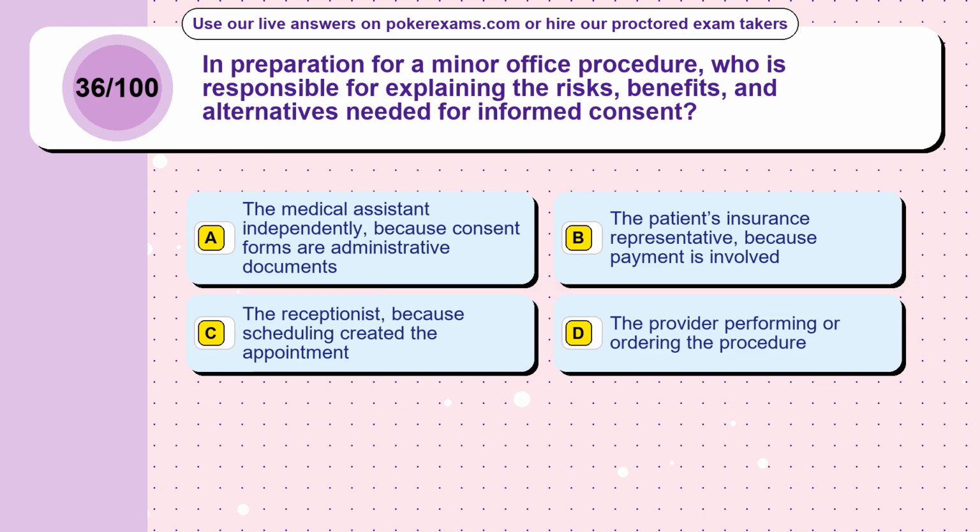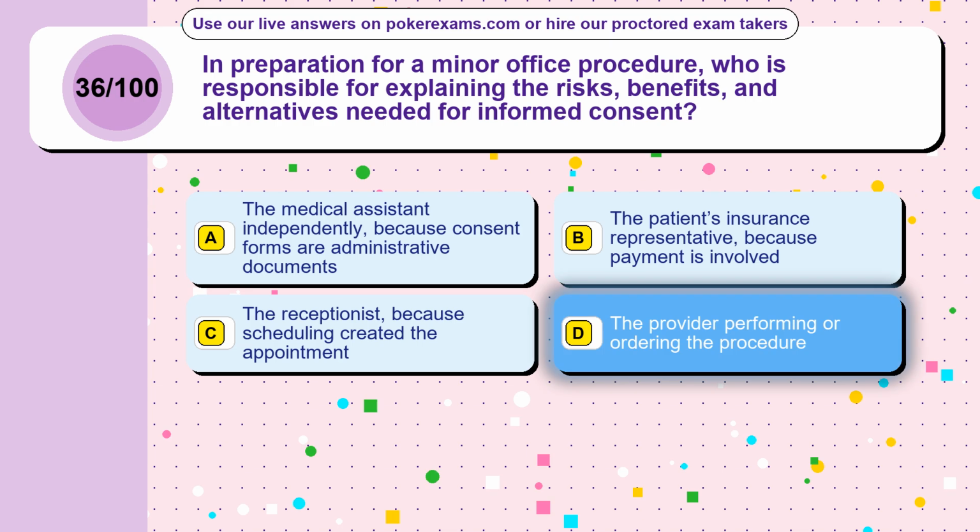Question 36. In preparation for a minor office procedure, who is responsible for explaining the risks, benefits, and alternatives needed for informed consent? Option A. The medical assistant independently, because consent forms are administrative documents. Option B, the patient's insurance representative, because payment is involved. Option C, the receptionist, because scheduling created the appointment. Option D, the provider performing or ordering the procedure.